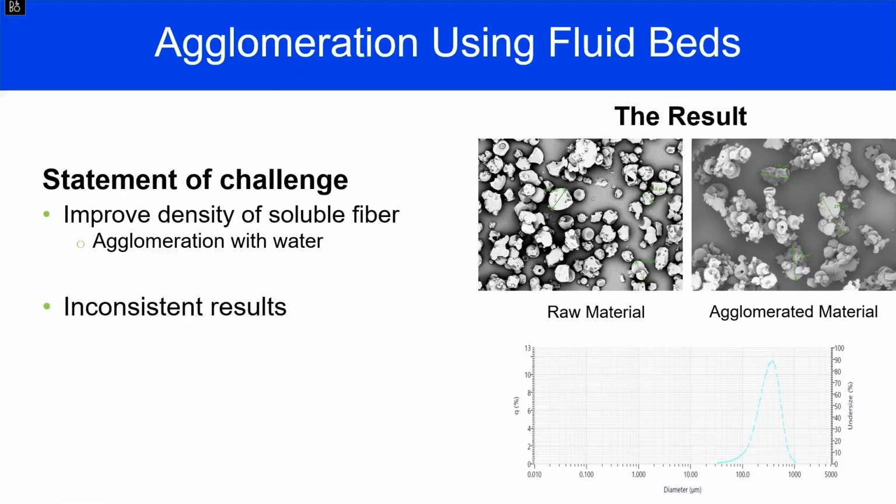Well, let's look at what happens if what we're trying to do is not so much get wettability, but control density. In this particular case, we were taking a spray-dried soluble fiber, and you can see the starting material here. It's a typical spray-dried powder, nice and spherical. It was about 50 or 60 microns in size, and we agglomerated it, and what a nice agglomerate. This is the classic grape structure. This is what you're looking for.